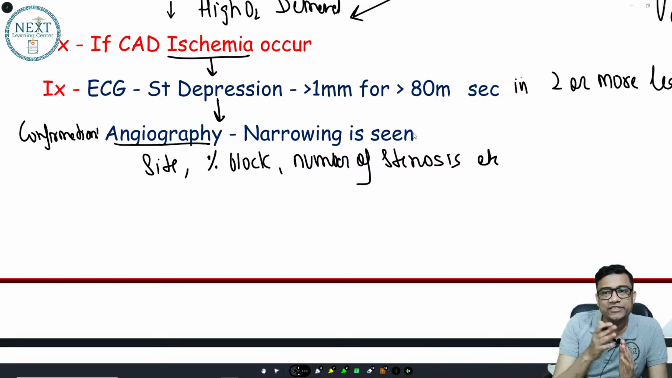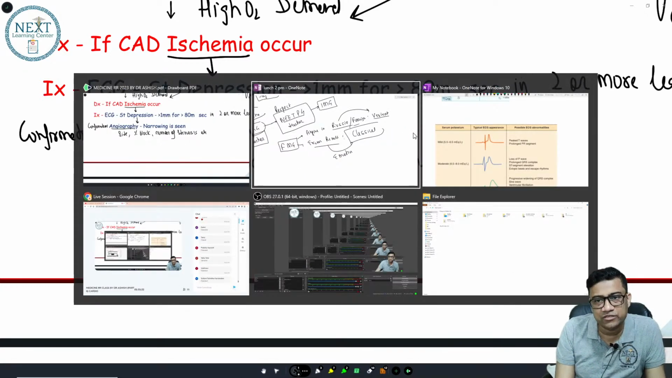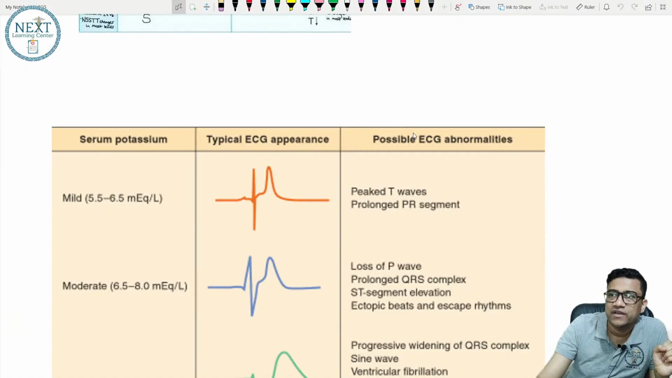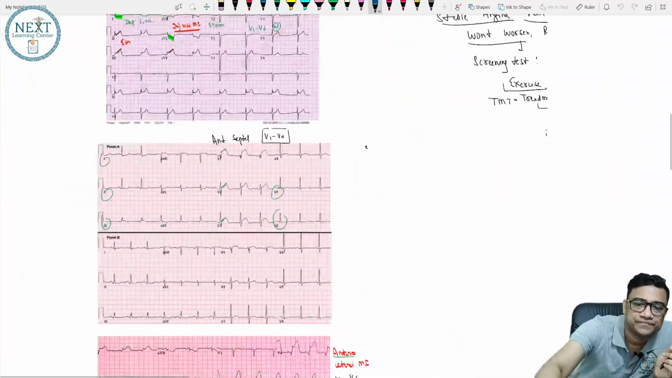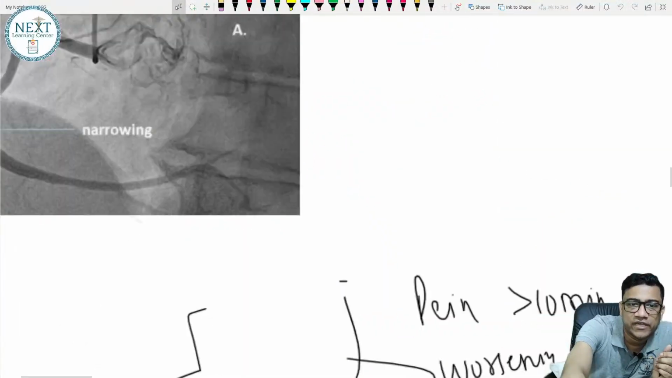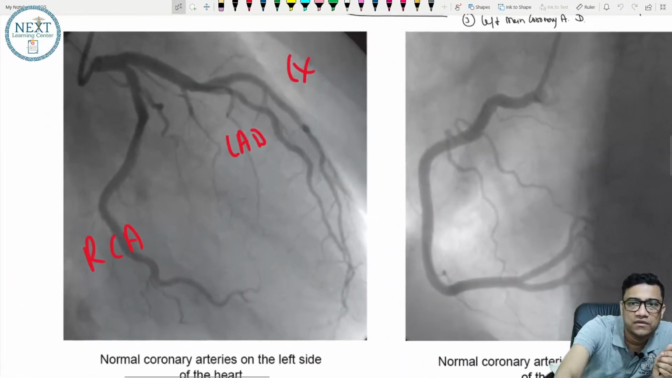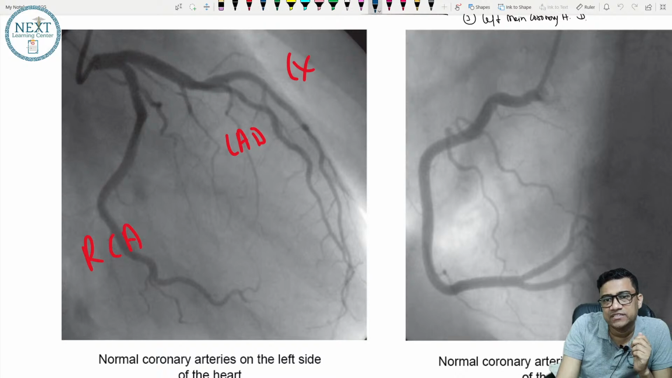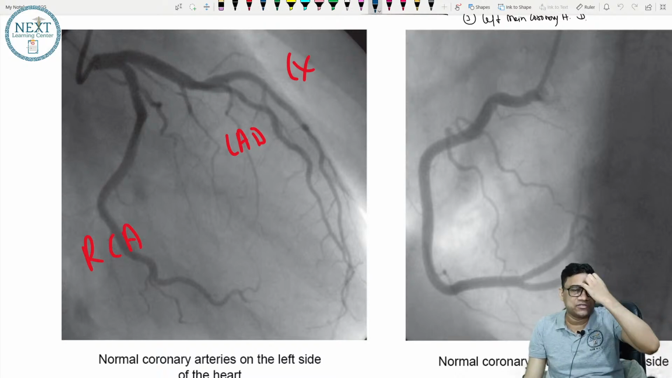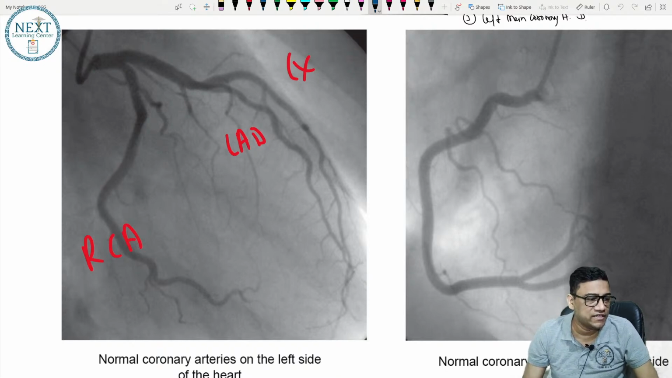So what do you do next? Angiography. Angiography is the best. Why? Angiography will tell you the site, the percentage of the block, the number of stenoses, everything. So the best investigation is which one? It is angiography. Okay, let me show you. So this is our, can you see narrowing, narrow lumen? This is our normal angiography. This is the right coronary, this is the circumflex, this is the left anterior descending. So left anterior descending. Are you clear?